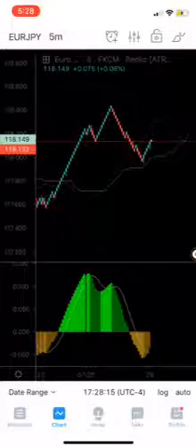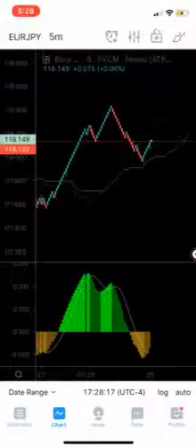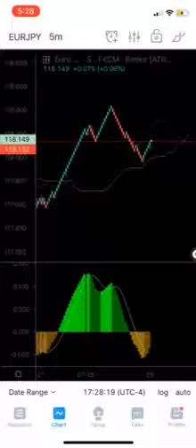Welcome back, everyone. I want to make sure everyone knows how to enter into the trade. So when we're entering into a trade, we want to look at this thing called the MACD.